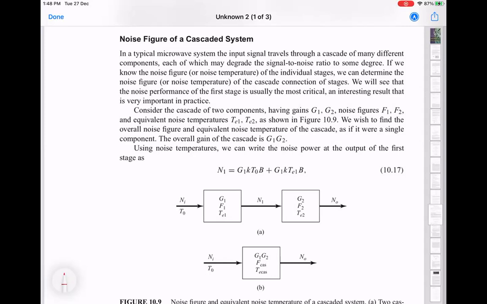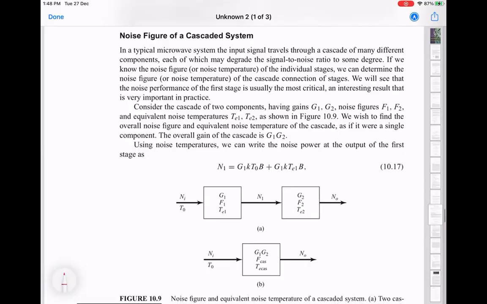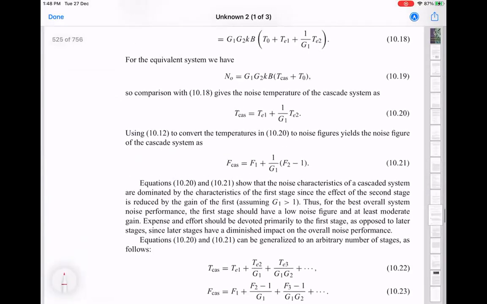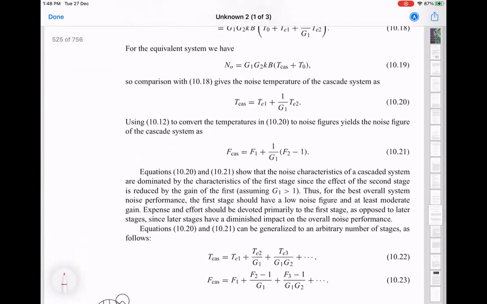So this will work for any number of stages. What will keep happening is Tn1 plus Tn2 over G1 plus Tn3 over G1 G2, and so on and so forth. So as you go further and further away, the noise becomes less and less important. So that's what's discussed in this part as well. Okay, so I think we'll stop there.